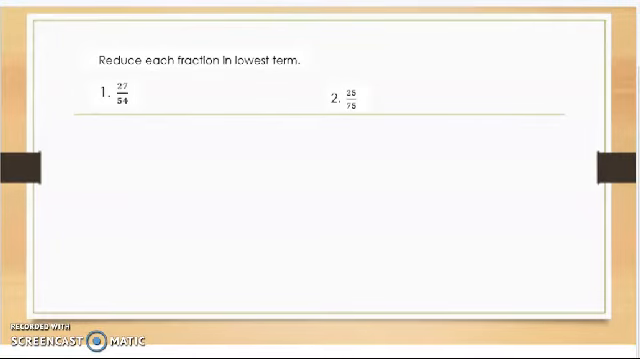Now, before we proceed to our main topic, let's have a short recall on how to reduce fraction. Note that a fraction is said to be in its simplest form when the numerator and denominator are relatively prime. What does it mean? Relatively prime means the GCF, or the greatest common factor among numbers, is 1. So a fraction is in its simplest form if the numerator and the denominator are relatively prime, meaning their GCF is 1.